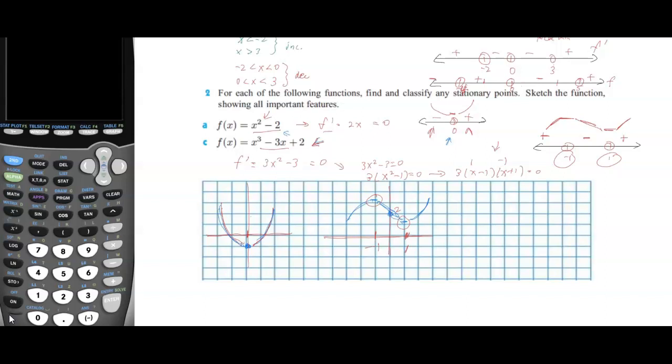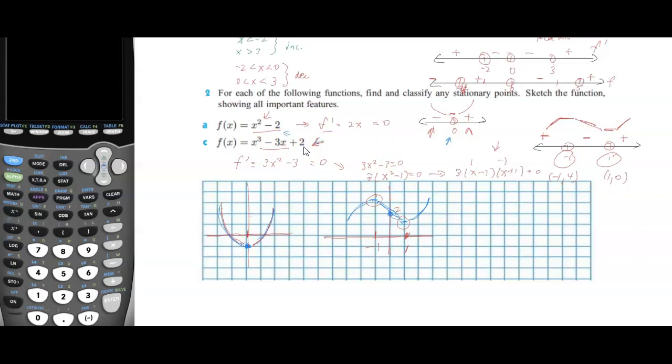So if we put -1 into here, -1 cubed is -1. -1 times -3 is +3. So 3 minus 1 is 2. 2 plus 2 is 4. So it would be (-1, 4) is one of the stationary points. The other stationary point we can find by plugging in 1. So it would be 1 cubed, which is 1, minus 3 times 1, which is -3. That would be -2 plus 2 is 0. So the second stationary point would be (1, 0).